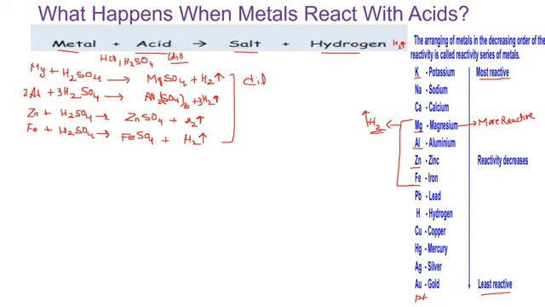Can I write all these reactions with dilute HCl? Let's write all these reactions with dilute HCl, that is Mg plus HCl. This is also dilute, children, we have to be very careful, these are all dilute acids. Mg plus HCl gives MgCl2 plus hydrogen gas is evolved.